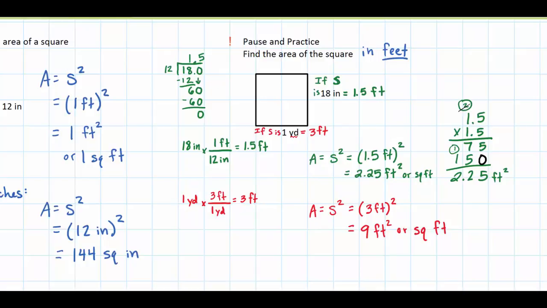So I apologize for any confusion. This is actually two problems in one. The first one is if S is 18 inches, and the second part of the problem is if S is 1 yard. So in the first problem, all the sides are 18 inches, and in the second problem, all the sides are 1 yard. And then we convert to feet in both.